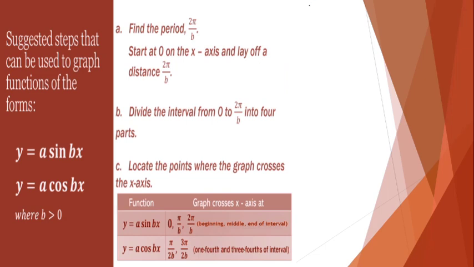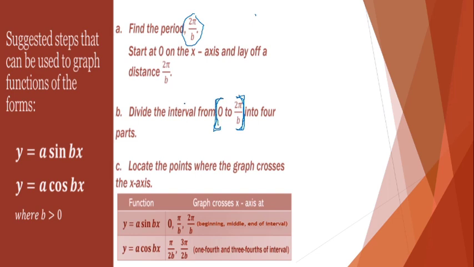Remember the value of the amplitude; we'll find it later. Find the period. This is the formula for the period, or the limit: 2 pi over b. Start at 0 on the x-axis and lay off a distance. This is our interval, from step 1. Since the endpoints are included, that is the bracket.